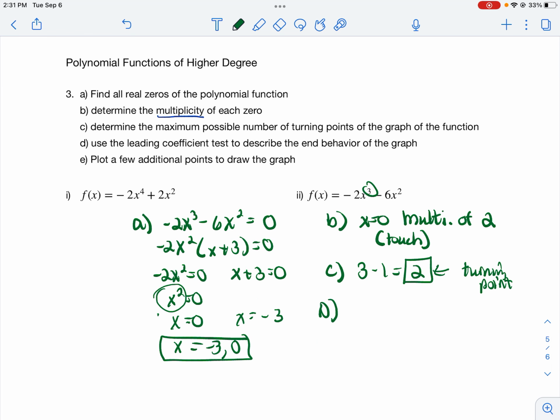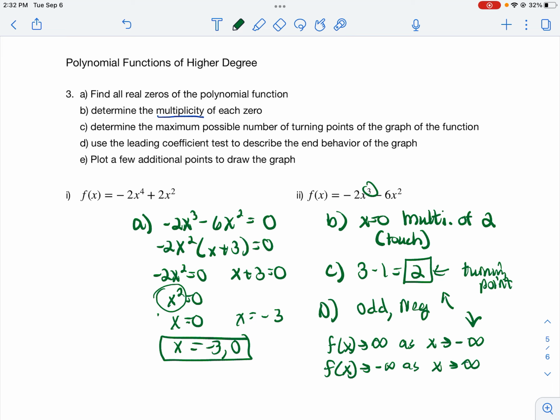So our degree is 3, which is an odd degree. Our leading coefficient is negative 2, which is negative. So it's going in opposite directions and ending at negative. So it's going to look like this. That tells us f of x is going up as x goes to negative infinity. That's our left end. And our right end, f of x is going to negative infinity as x goes to infinity.